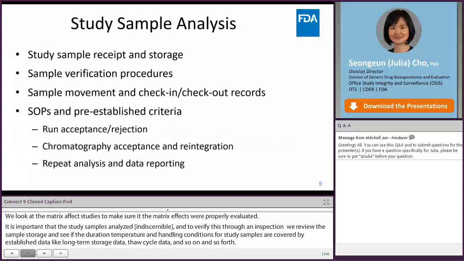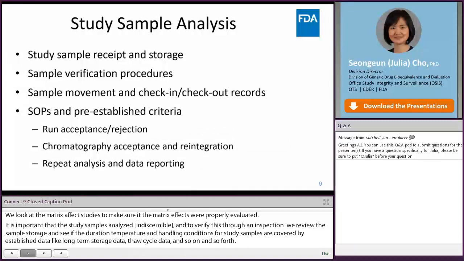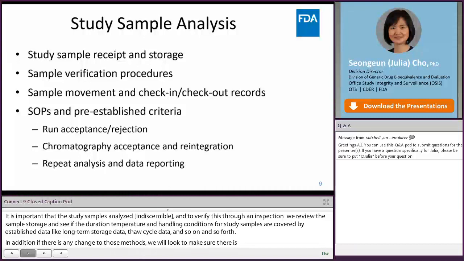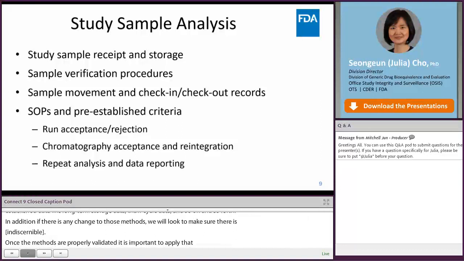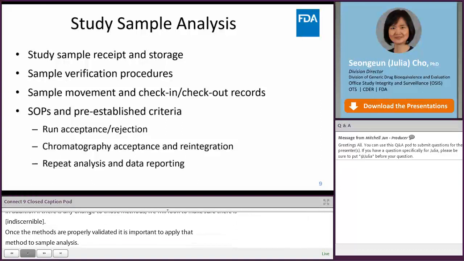Now, once the methods are fully and properly validated, it is important to apply that validated method to study sample analysis. For the analytical lab, its responsibility starts from the sample receipt all the way through the data reporting. So during inspection, we review how samples were received and stored, and what the sample verification procedures are for the firm, to see how the site evaluates if there are any samples that are missing or damaged, or any samples that were thawed during transfer when they were received.